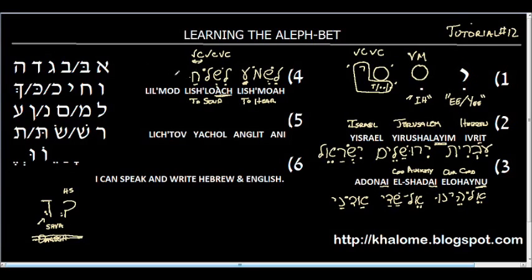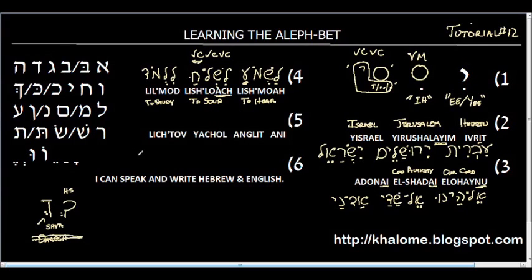Lilmod is going to be a lamed, hidik yud beneath it, another lamed, silent shva, mem, reduced cholim vav, and then a dalet, and this is to study or to learn.